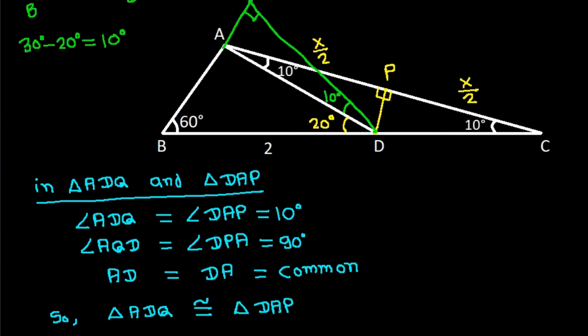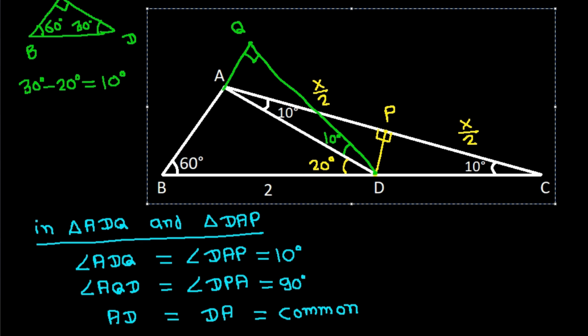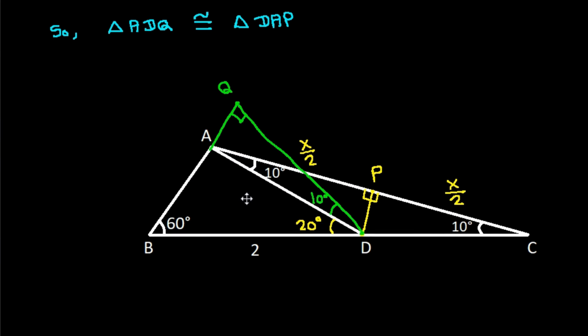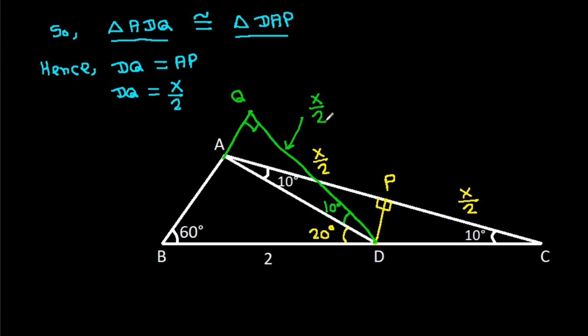These two triangles are congruent. Hence, DQ will be equal to AP, and AP is X over 2. So DQ will be X over 2.